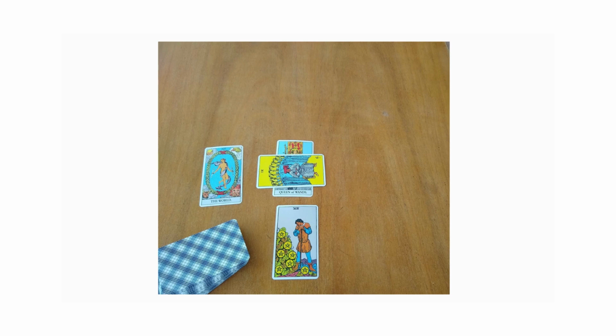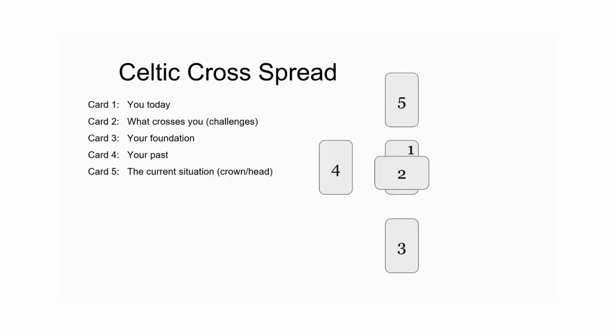On to card number 5. This card is laid at the top, so it's known as the crown or head. In basic terms, it's sometimes referred to as the current situation, but I like to think of it as, where's your head at? It speaks to the current situation, yes, definitely, but in the context of how you're perceiving and interacting with the current situation. In other words, where's your head at?